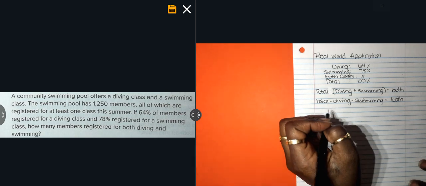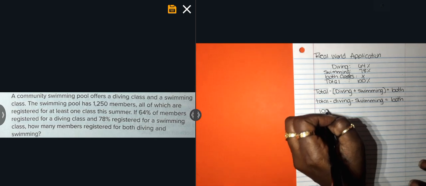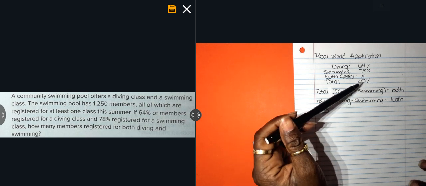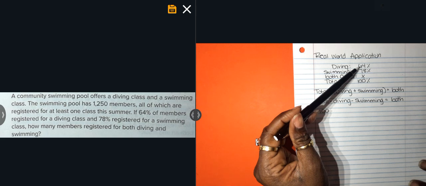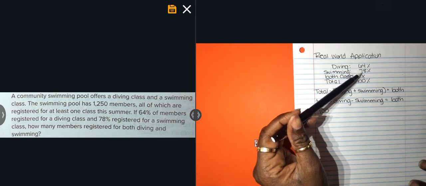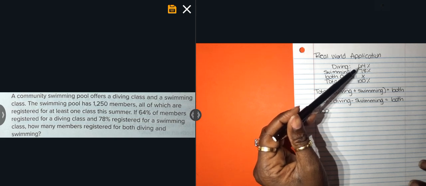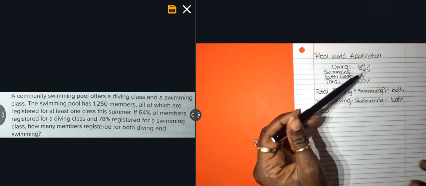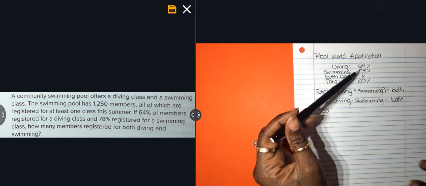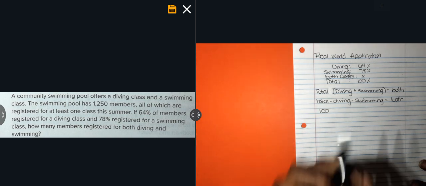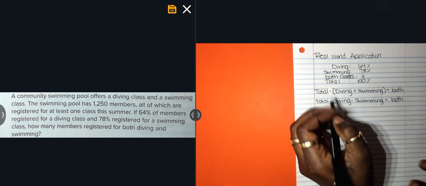So if I go in and put in the total, I know that's 100. Remember, I dropped the percents because we're talking about out of every 100 students or members, we have 64 of them that are signed up for diving, 78 are signed up for swimming, and some of them are signed up for both of those classes. Okay. So some of the members in both of these are signed up for both classes, which means they would really fall in here under both classes. Okay. So we have 100 for the total.